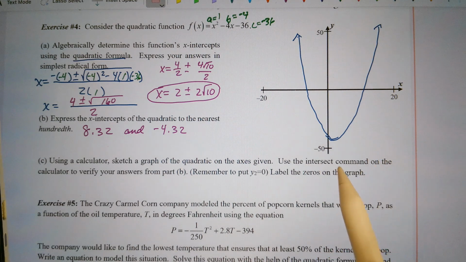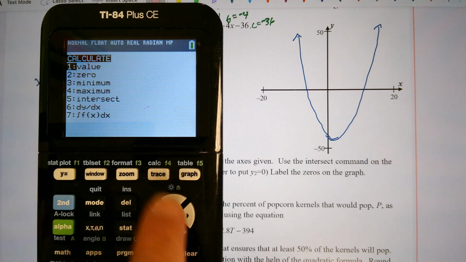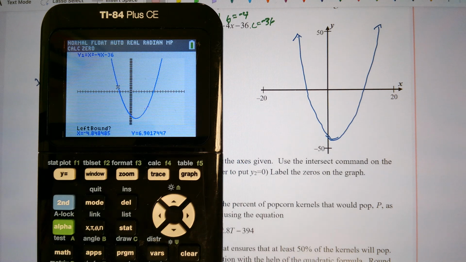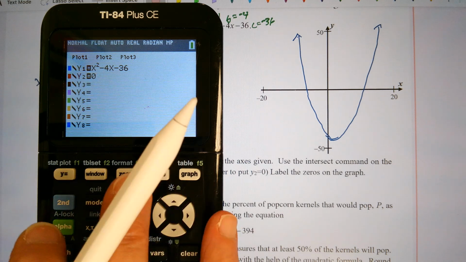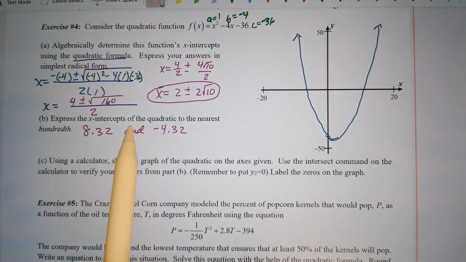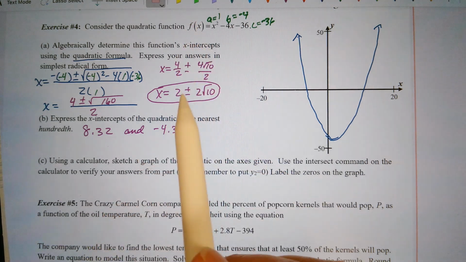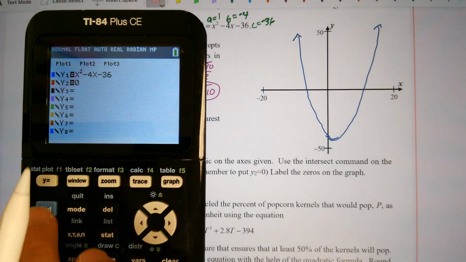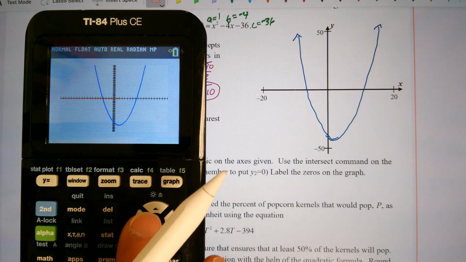Alright, so we're going to use the intersect command. I know on another video when we looked for zeros, or x-intercepts, we did second, trace, 0. Right? And then we have to ask for a left bound and a right bound. Well, a way around that is to go back to y equals, and in y2 put 0, because when we solved this, we replaced y with 0, or f of x with 0. I actually didn't show that above, but that's what we did. If you do that, now we can just do second trace number 5, intersect command, which I think is just a little easier.